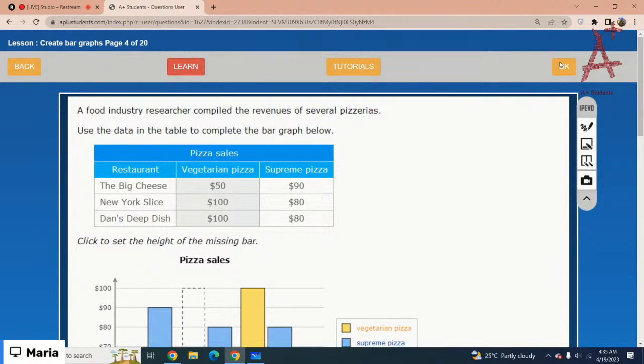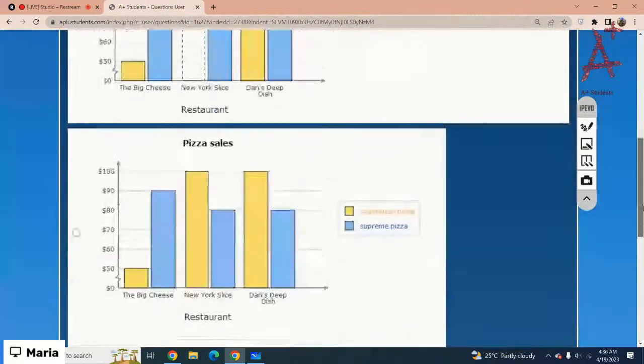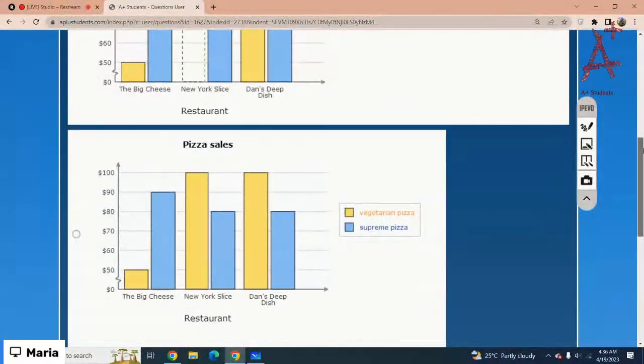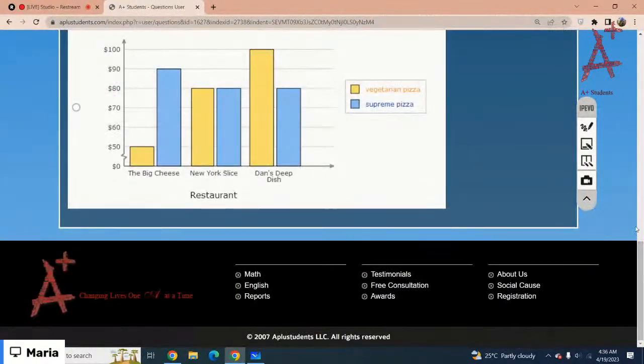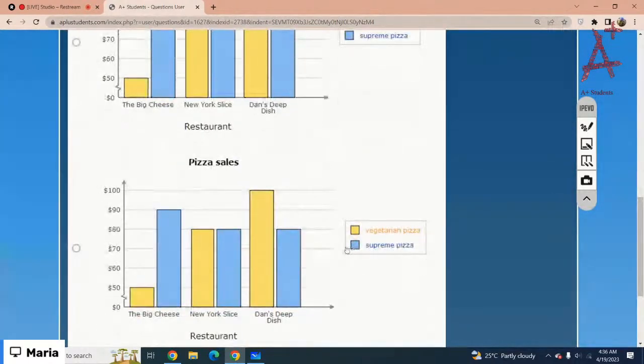A food industry researcher compiled the revenues of several pizzerias. Use the data in the table to complete the bar graph below. So which is the correct option? 50, 90, 180 and 180. Option number 1 is the correct option. Got it?